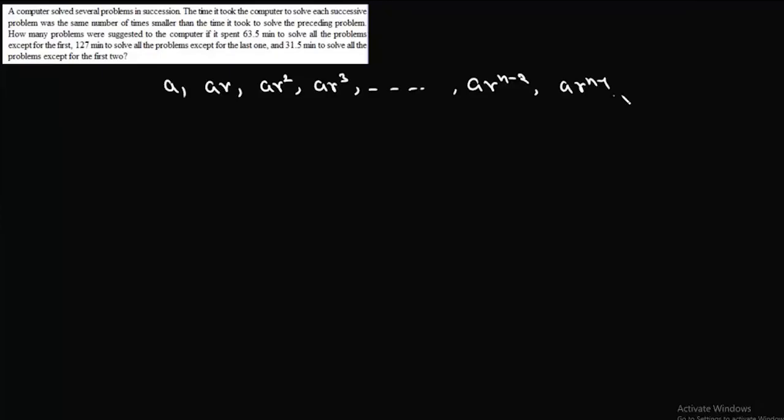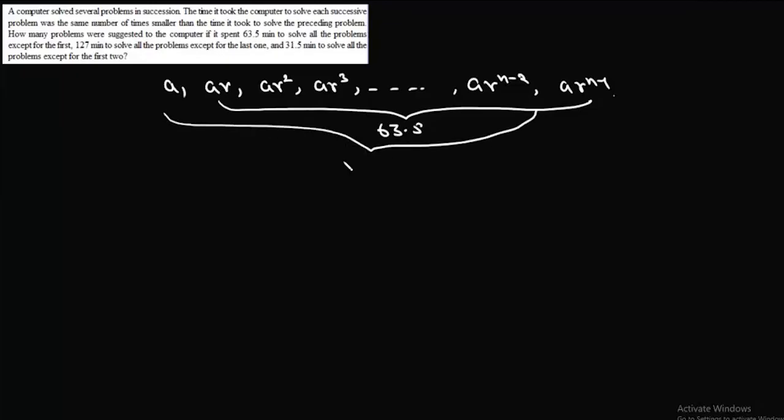Now it says it spent 63.5 minutes to solve all the problems except for the first. So for all these problems it has taken the time 63.5, 127 minutes to solve all the problems except the last one. So for all the problems except the last one, it has taken 127 minutes and 31.5 minutes to solve all the problems except for the first two. So except for the first two, time taken is 31.5 minutes.